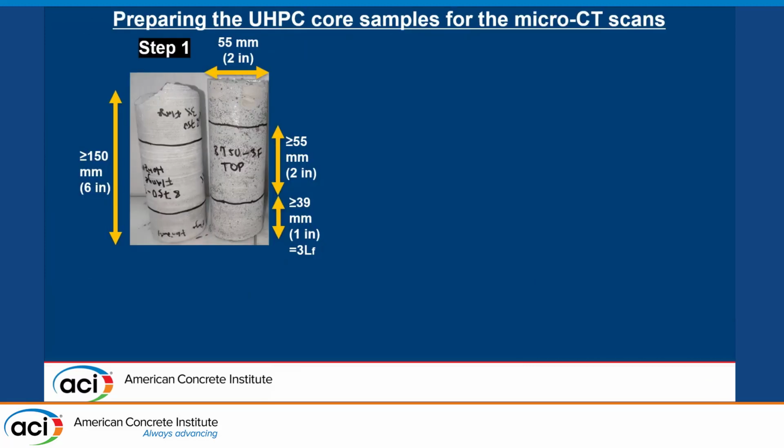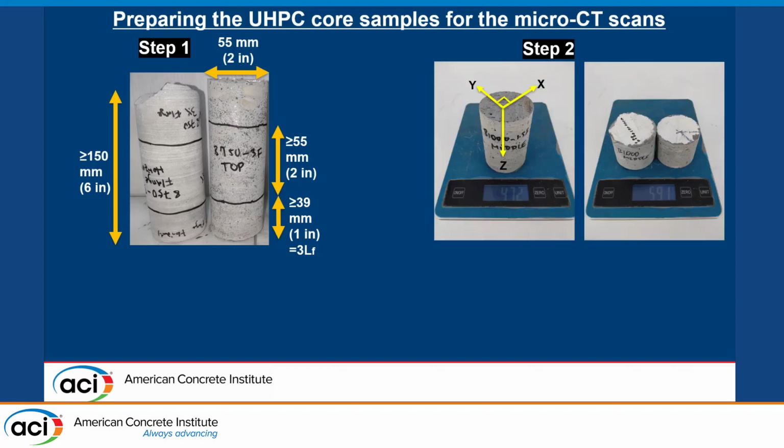So when we prepared the UHPC core samples for the micro-CT scans, I'm showing here a figure where you can see the core from the web and the core from the flange. Usually, we remove 3 times the length of the fibers in the core end, just because we want to eliminate the wall effect. And in this figure, I'm showing the sample that we're using and also the core ends that we are eliminating and not using for this study.